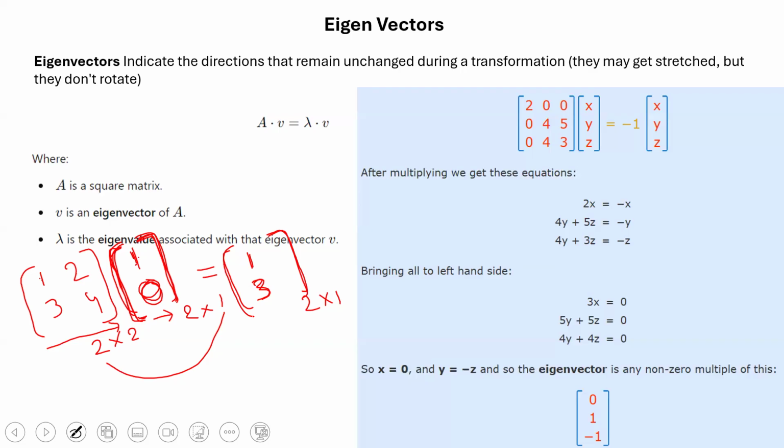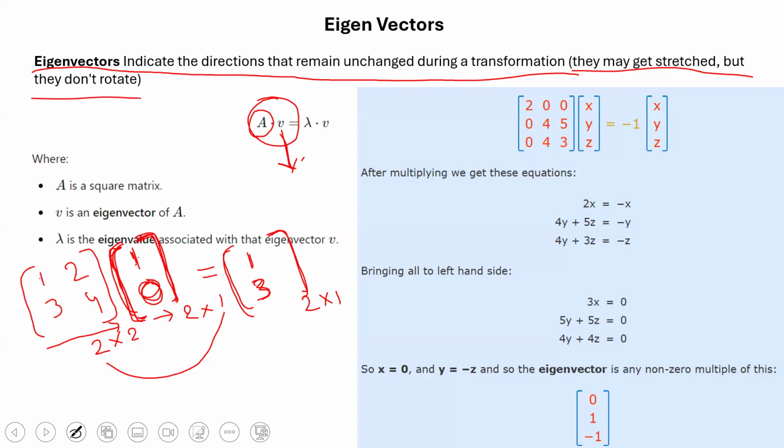So now come back here. Eigenvector indicates the direction that remains unchanged during the transformation. So the direction of the resultant, once you transform the matrix with a vector, will remain unchanged. And that direction would be the direction of this eigenvector. Understood? The only thing is they may get stretched, but don't rotate. When a vector rotates, what happens? The direction changes. When it doesn't rotate, the direction of that vector doesn't change, right?